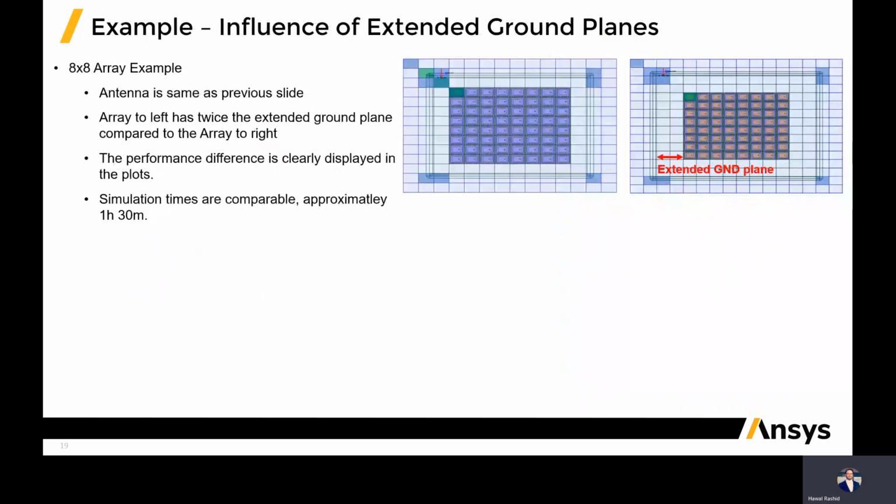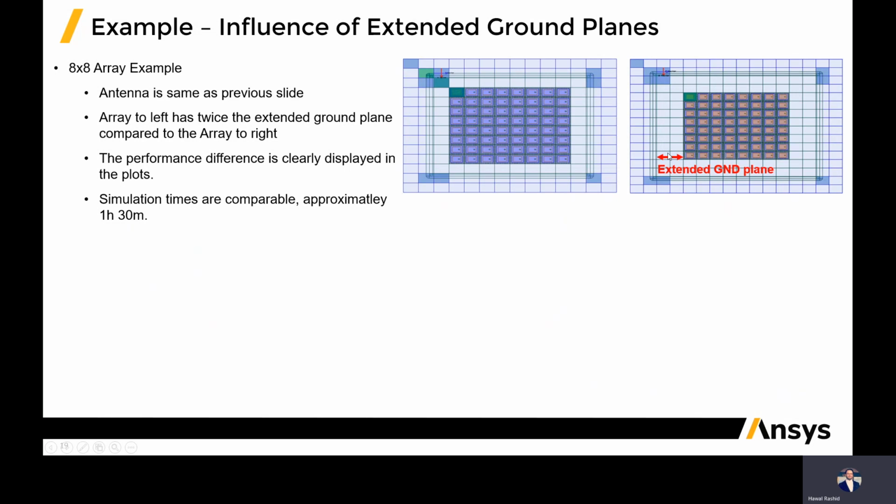So we can start doing analysis on array level. For example, if we look at case 1, where we have some ground structure, extended ground here, this is the same size of the antenna element. And in case 2, we have 2 of these.